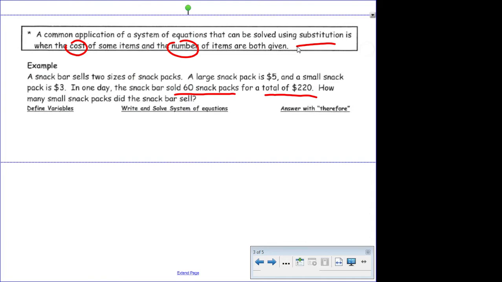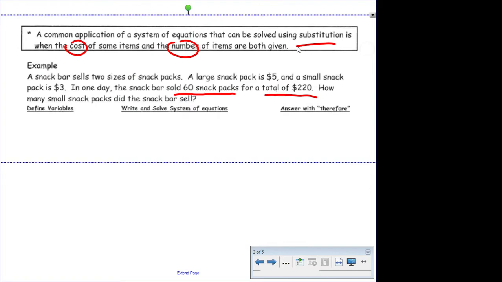This is a common time that you'll set up a system and figure out the answer. So, listen, I think there's only 7 or 8 problems on tonight's homework. 2 of them are like this.